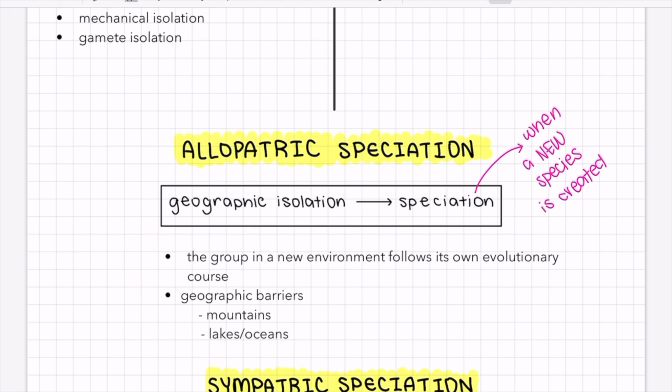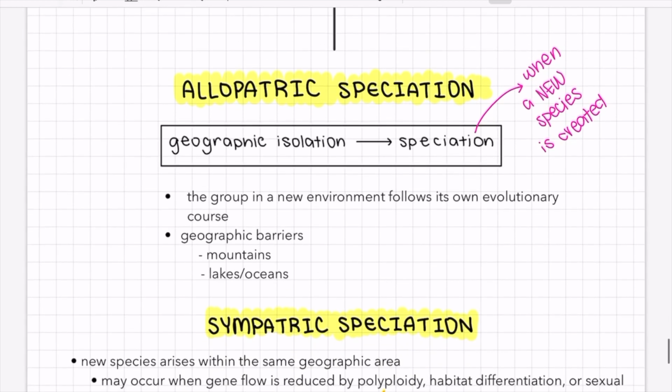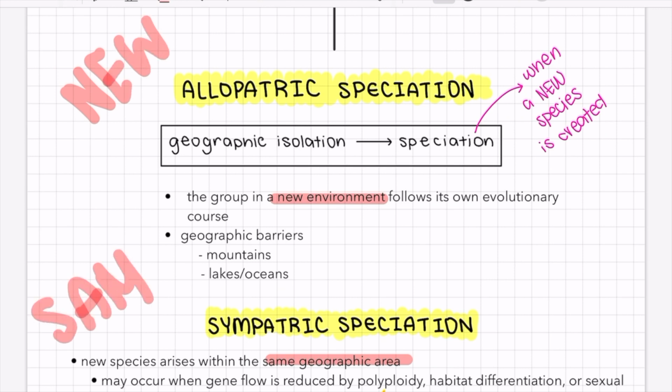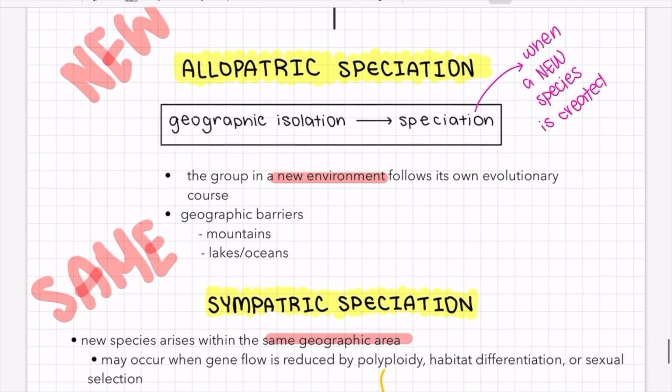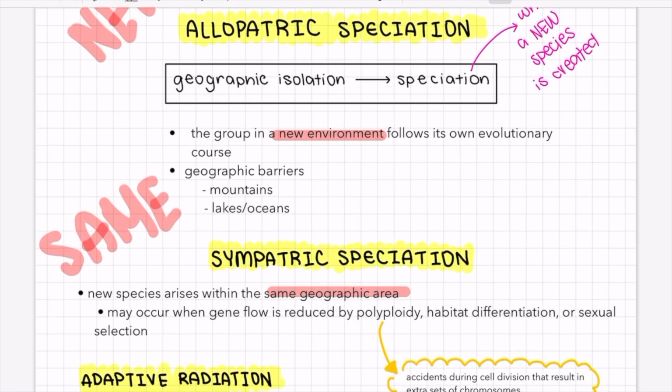So the geographical isolation can be caused by barriers like lakes, oceans, all of that. Now, sympatric speciation is when a new species arises within the same geographic area. So allopatric is new, and sympatric is same. Just got to remember that to differentiate between allopatric and sympatric speciation. One way to remember is that same and sympatric both start with S.